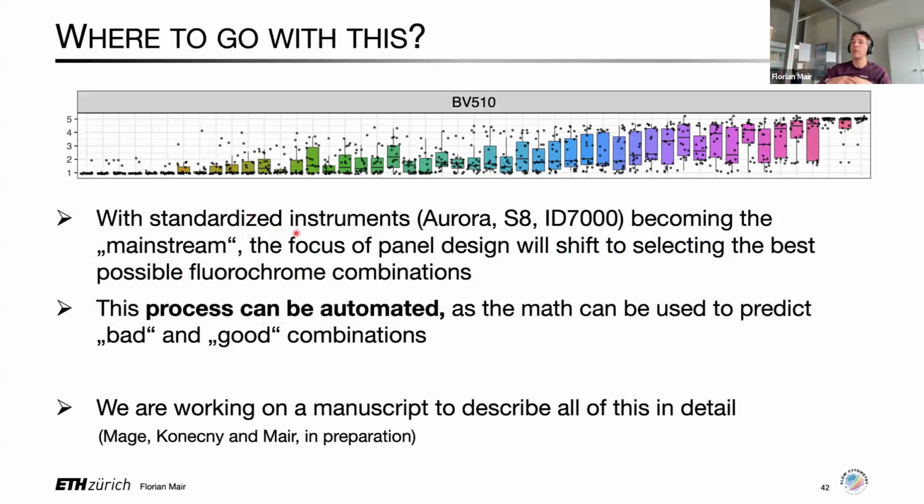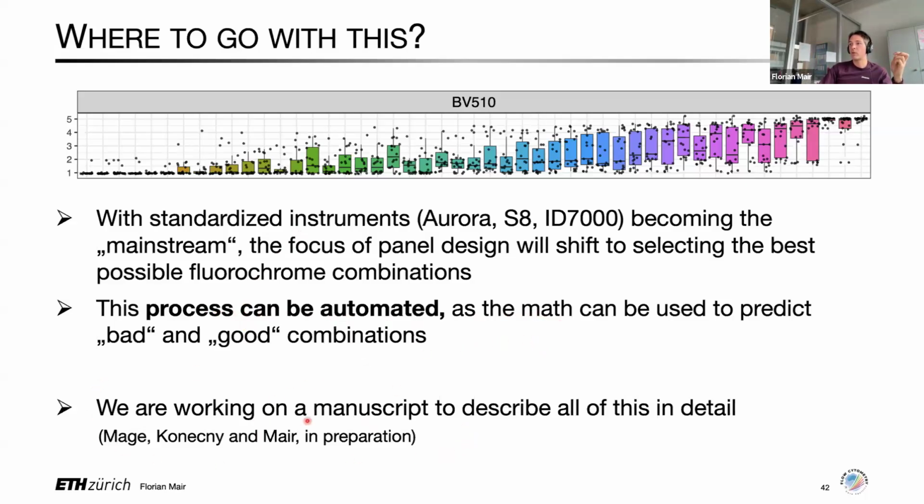And I believe that with standardized instruments, like, for example, the Aurora or the S8 or also the ID7000 with that new normalized settings setup, with these instruments becoming the mainstream, I think one of the important aspects of panel design is really to select the best possible fluorochrome combinations. And that, of course, changes all the time because the manufacturers keep pushing out all these new fluorochromes. And what we found now is that this process can be automated because it turns out that actually the math can be used to predict good and bad combinations. And we are still working on that.